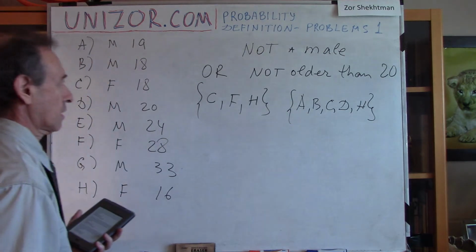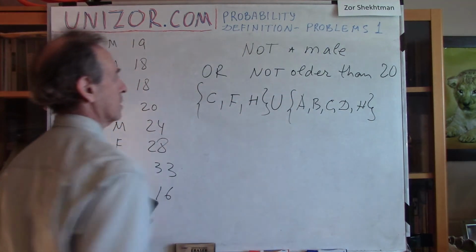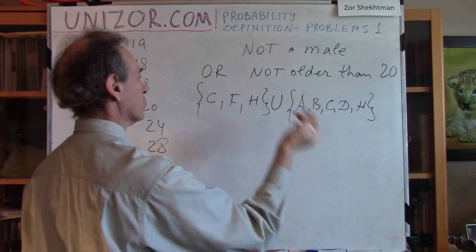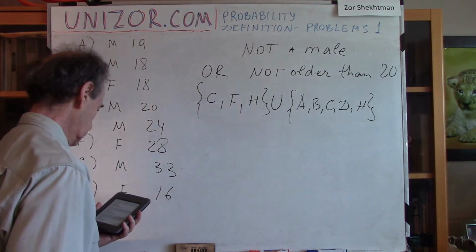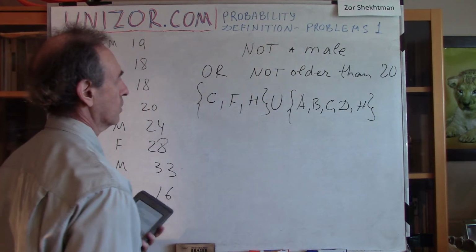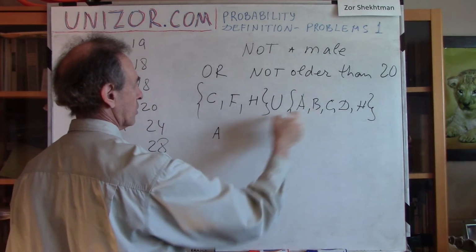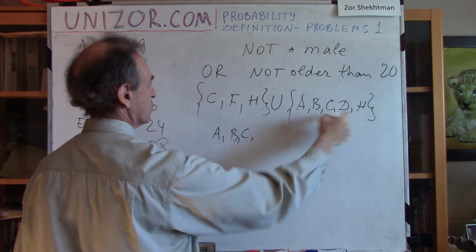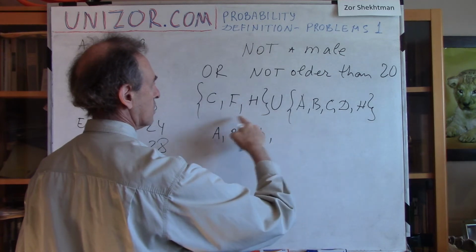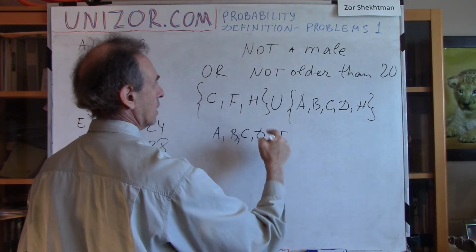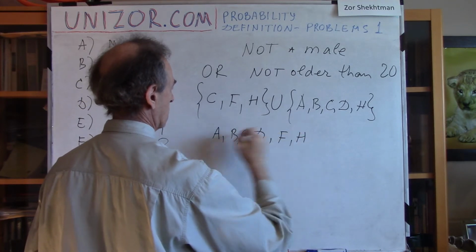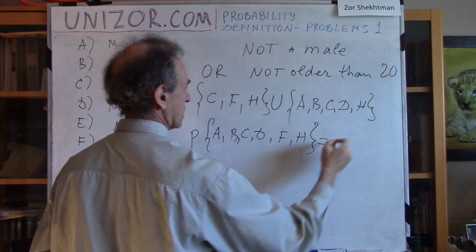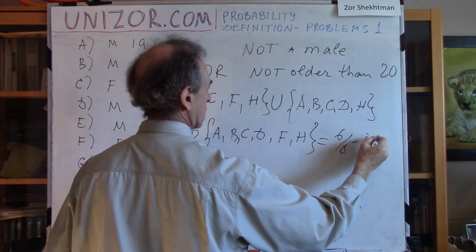That's another subset. And I have to do the OR, which is union, which means I have to pick up the elements which belong to either this one or that one, right? So, which ones? Well, A because it belongs to this one, B belongs to this one, C belongs to both, so I have to count it. D belongs to this one. There is no E. F belongs to this one. There is no G and H. And the probability of this is equal to 6/8, which is 3/4.